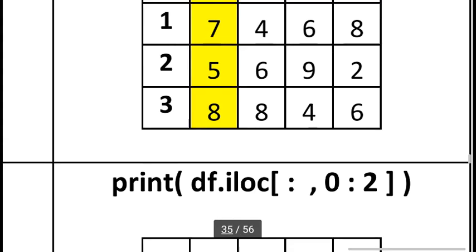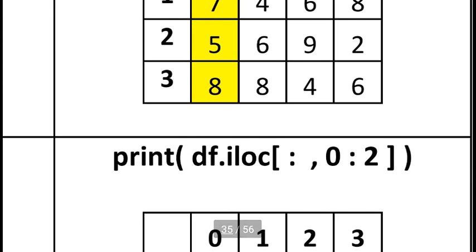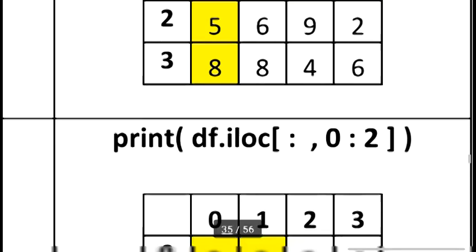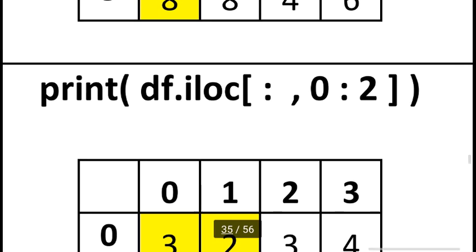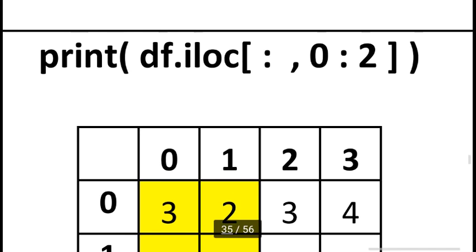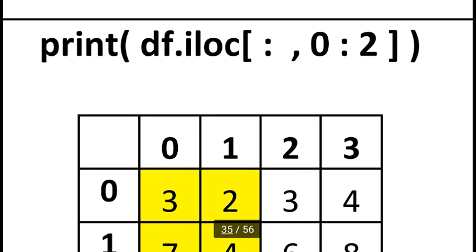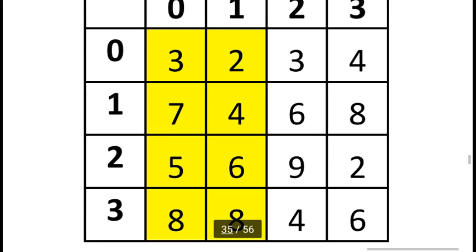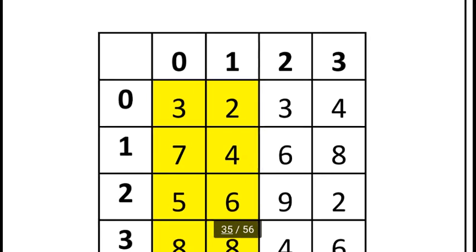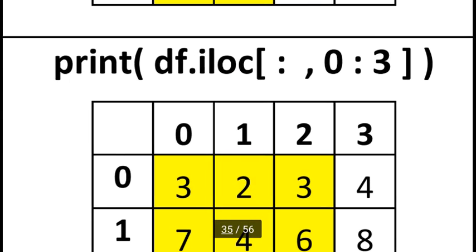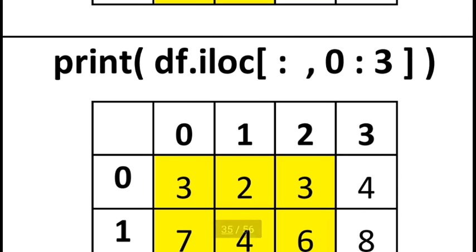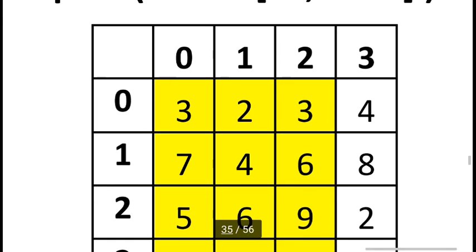Suppose I want to select the starting 2 columns with all the rows. I write df.iloc[:, 0:2], where colon comma means all the rows. But 0 to 2 means one less, so you can see columns 0 and 1: 3, 7, 5, 8, 2, 4, 6, 8. Okay, I want to select the starting 3 columns. So here I am writing df.iloc[:, 0:3]. Colon comma means all the rows of columns 0 to 3, but 0 to 3 means one less. So you can see 0, 1, 2.